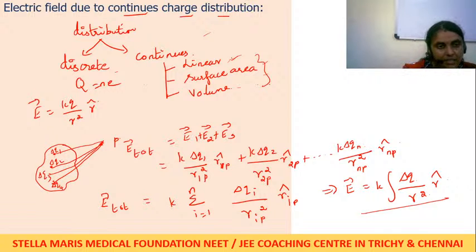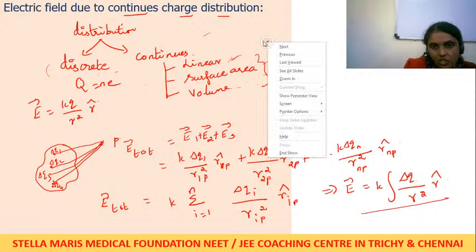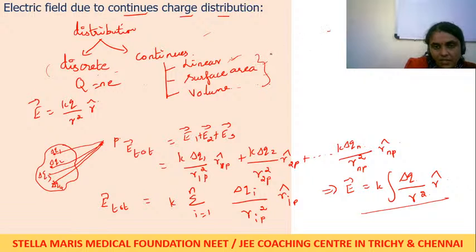Listen here. So far we have seen the discrete distribution of charges. Discrete in the sense single particle, single charge, correct? So here the charge will be present, and here the charge will be present. In the continuous charge we are going to take the form of continuous charge distribution. When we take the continuous charge distribution, these are the three cases: the first one is linear, the second is surface area, and the third one is volume.